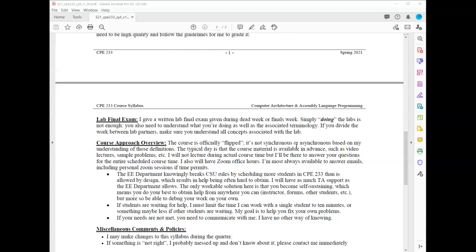Typically they're a lot of work, but then again, there's not any homework in the class. So if you're working with someone and you divide up the work, make sure you understand what the other person did. So the course is officially flipped. It's not synchronous or asynchronous according to the definitions that I know about.